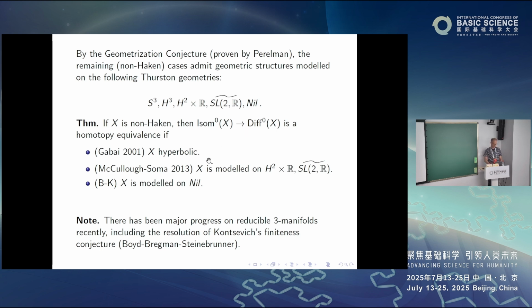The hyperbolic case was treated by Gabai in 2001, and that takes care of this case. That leaves three more cases. Two of these cases were done by McCullough and Soma in 2013. And then that left one remaining case, Nil, which was not amenable to their methods, and we can cover that using Ricci flow. So this completes the story of irreducible three-manifolds.